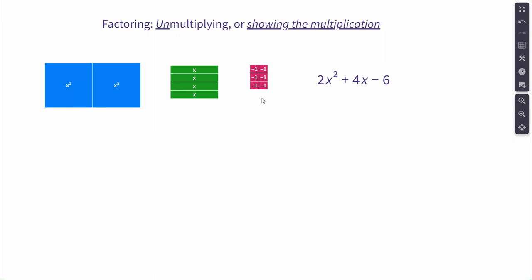So what we've been doing in the other couple of videos is we've been trying to take all of these algebra tiles and make a rectangle. That's not going to work this time. This x squared and these minus 1s aren't going to play nicely together to make large rectangles. So we're going to have to go with a different idea of multiplication.